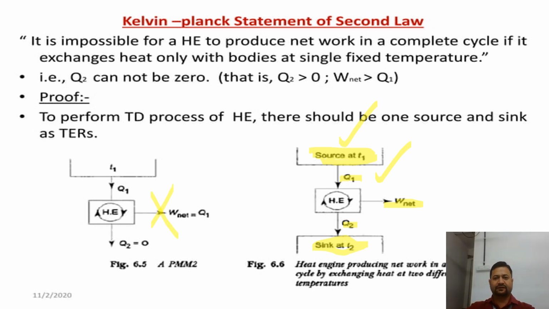So what he ultimately concluded is that for a heat engine to operate properly, it has to have two thermal energy reservoirs. One will be the source, one will be the sink, and then only your heat engine will properly work. So this was the statement of Kelvin Planck, in which we have studied about the heat engine. Now in upcoming slides, I will be giving you the detail regarding this heat engine, how these heat engines are working, how to calculate the efficiency.